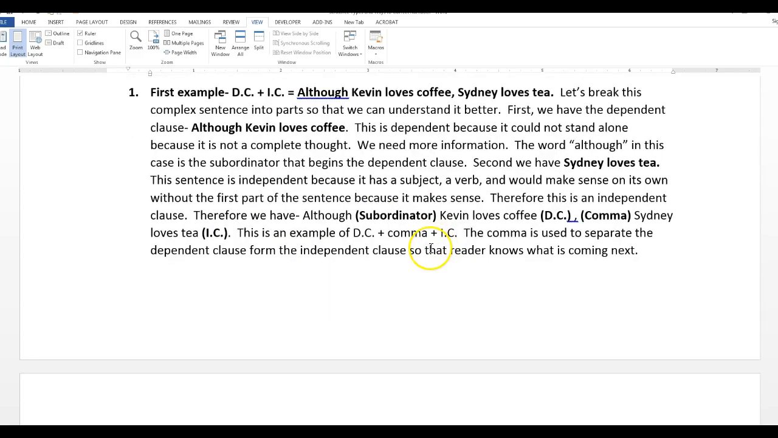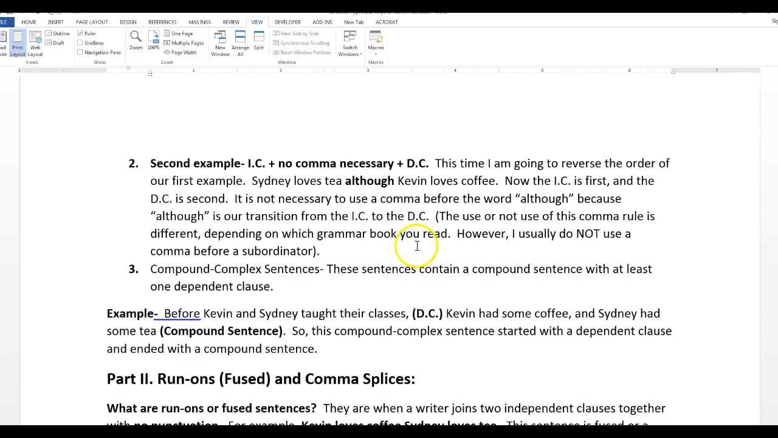However, we can also switch these and put the independent clause first. Here, if we put the independent clause first, no comma is necessary, and then put the dependent clause at the end. Let's take a look at the sentence.